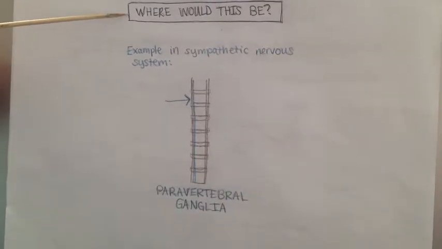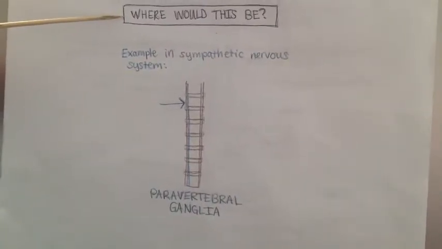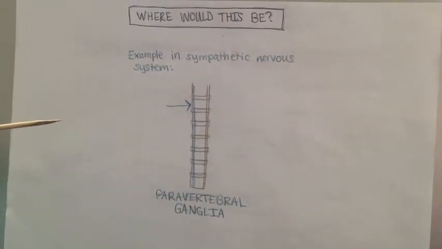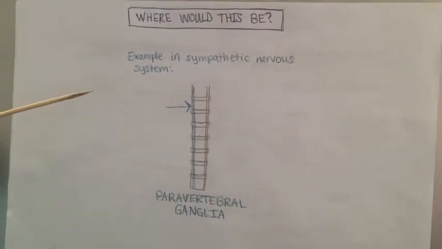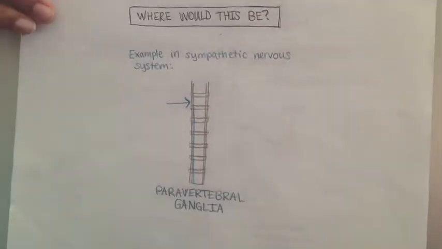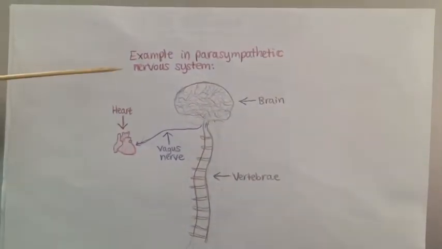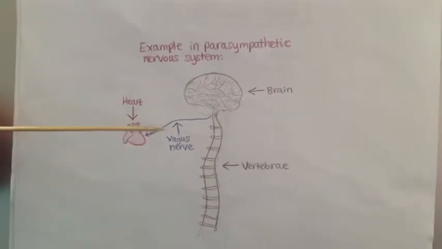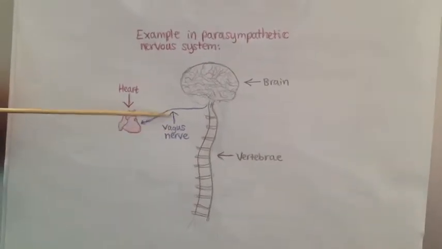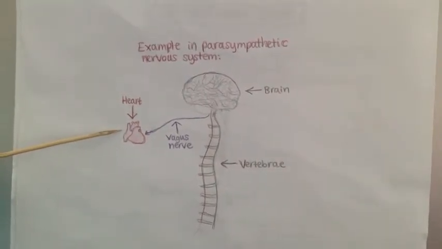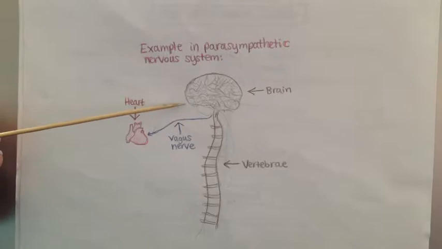So you might be wondering where this information would be and where it would be sending stimuli to. In the case of the sympathetic nervous system, the ganglion might be in the sympathetic chain of the paravertebral ganglia. In the case of the parasympathetic nervous system, something called the vagus nerve, which is the 10th cranial nerve, interfaces with the autonomic parasympathetic control of the heart and digestive tract, and transfers information from the brain to the heart.